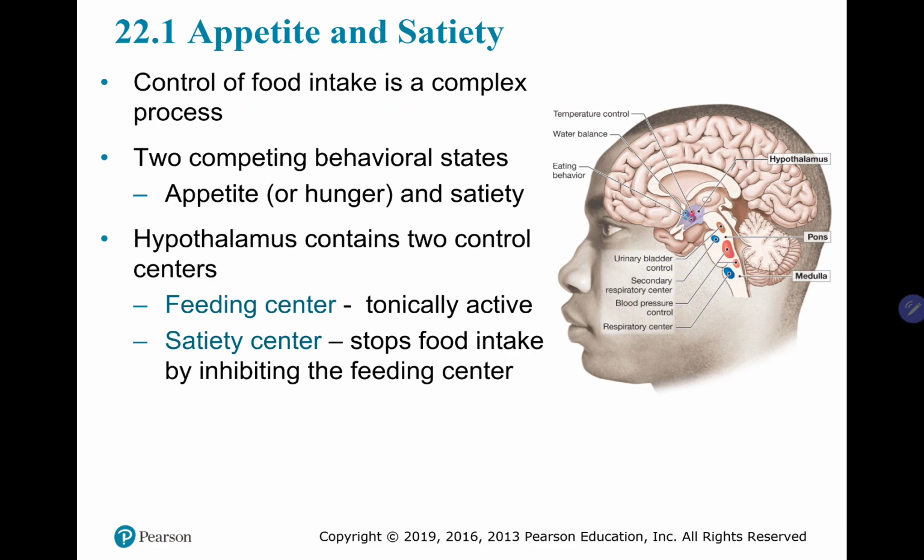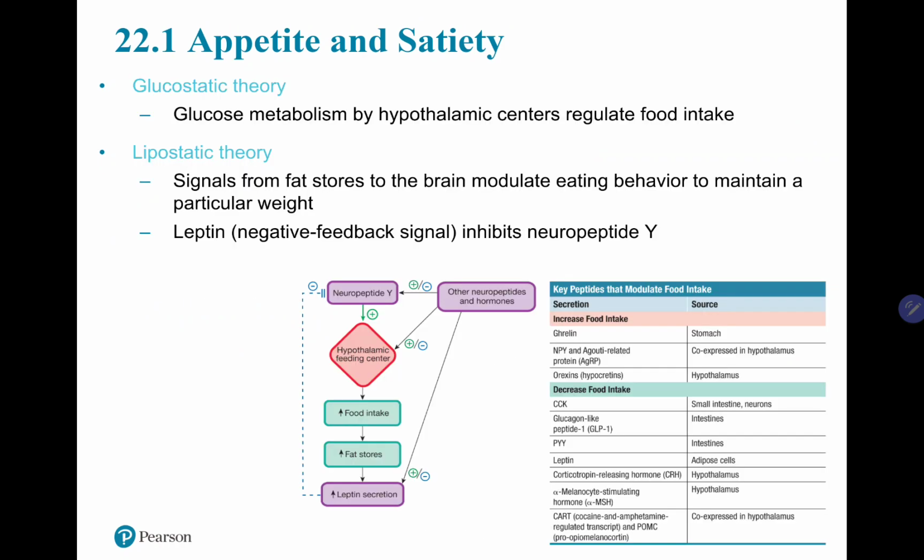The control of food intake is going to be a very complex process. We have two competing behavioral states: your hunger or appetite, and your satiation. But it's the hypothalamus, that hypothalamus that's right here, as we can see. We always talk about the hypothalamus. It contains two centers: the feeding center, which is tonically active, and the satiation center, which basically inhibits that feeding center, so it stops food intake. And so we're going to talk about appetite, satiation, and hunger.